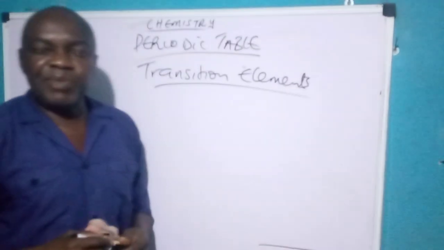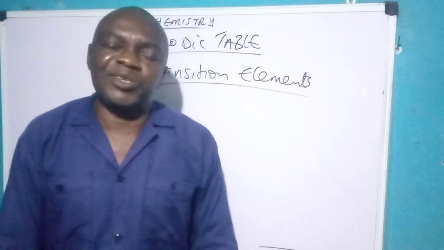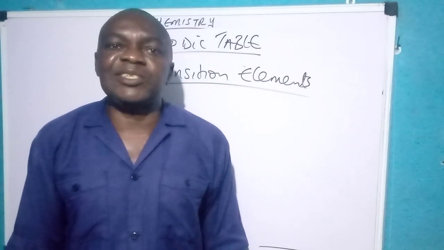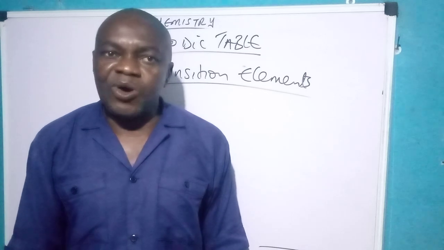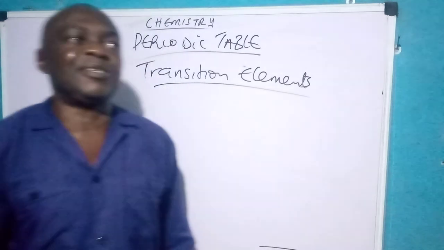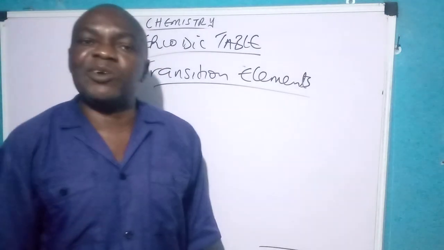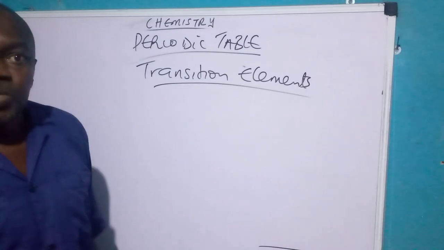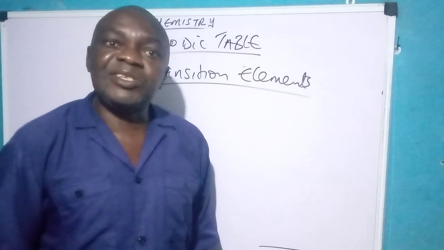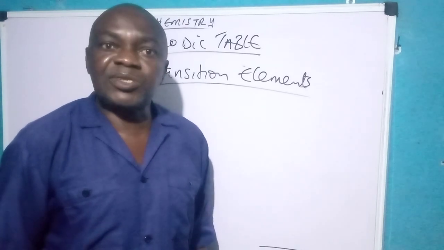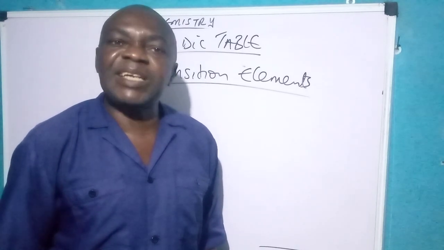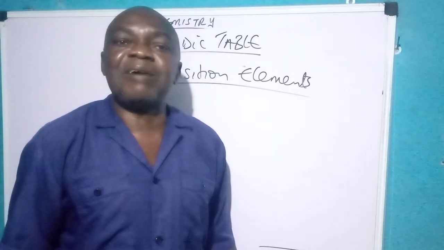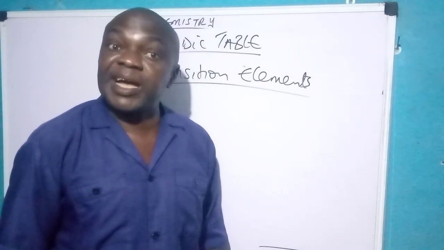Transition elements or metals. Now, what is the definition of a transition element? Transition elements are those elements that have their d orbital partially filled or incompletely filled. Both of them mean the same thing. Because of the presence of the d orbital in their structure, they have some special properties. Actually, there are about 5 properties that are peculiar to them.